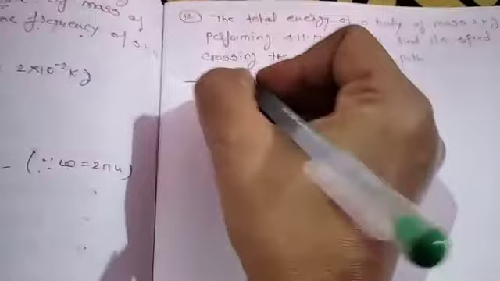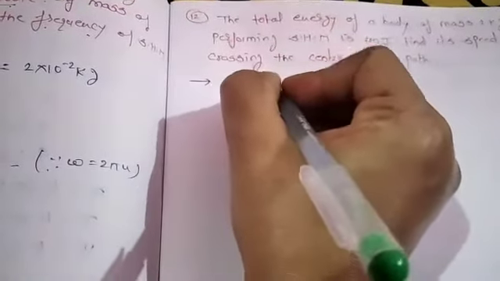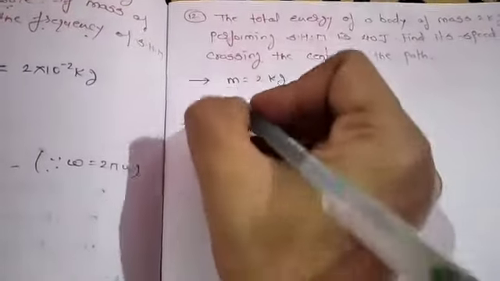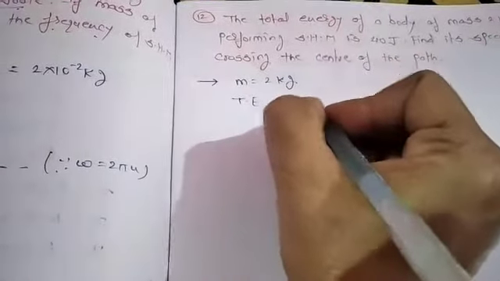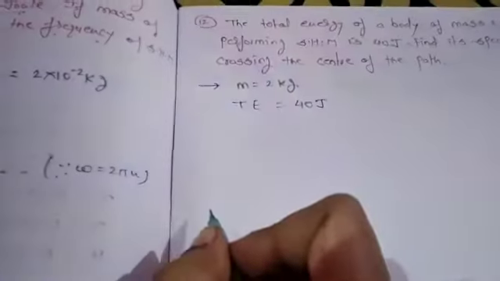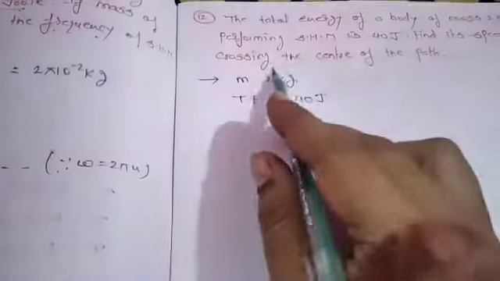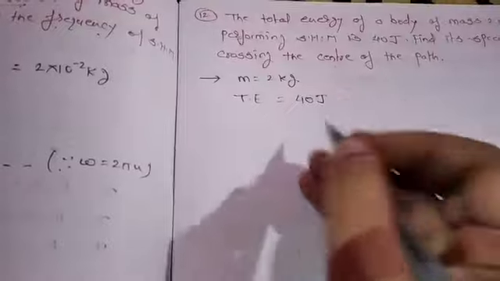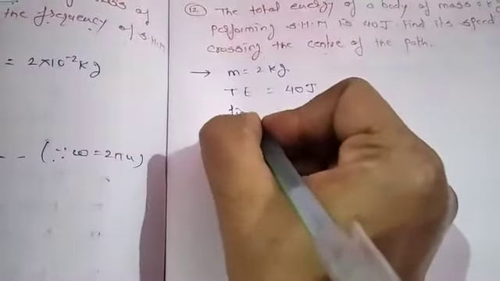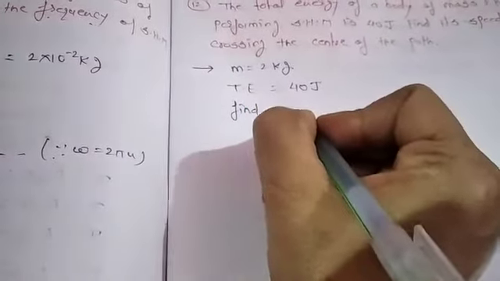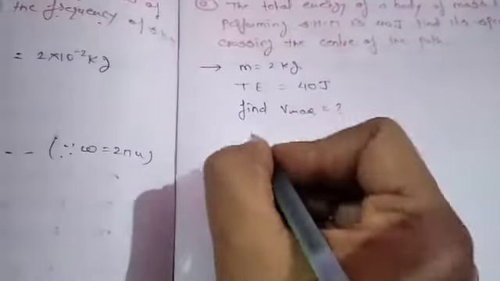The mass is 2 kg, so no need of conversion, and the total energy E is equal to 40 joule. What we have to find is its speed while crossing the center of the path. That means we have to find the maximum velocity, that is Vmax.